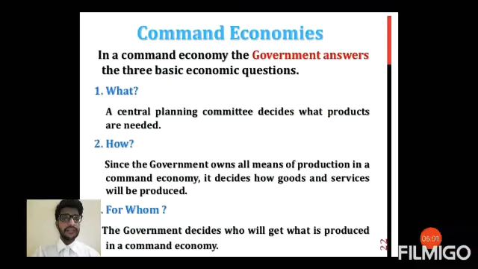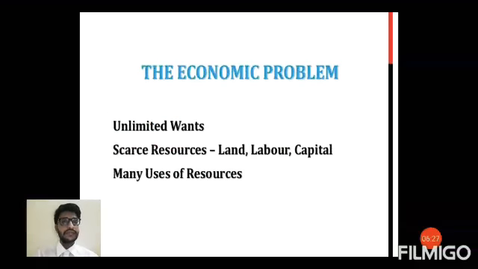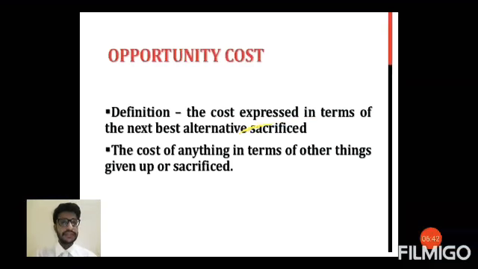In a command economy, the government answers the basic questions of what, how and for whom, which means it makes most economic decisions, not the market. Mixed economy: in a mixed economy, the government and the market work together in decision-making, with elements of market economy and command. The economic problems are unlimited wants, scarce resources, and land, labor and capital as the resources.